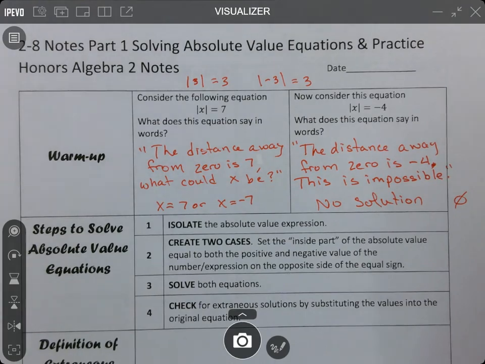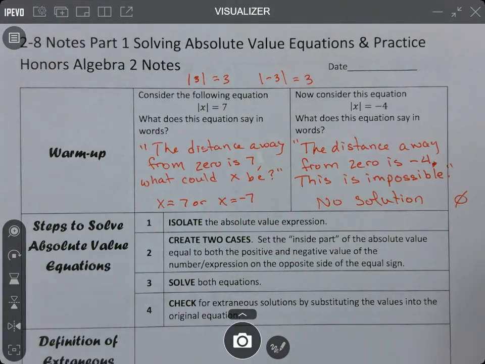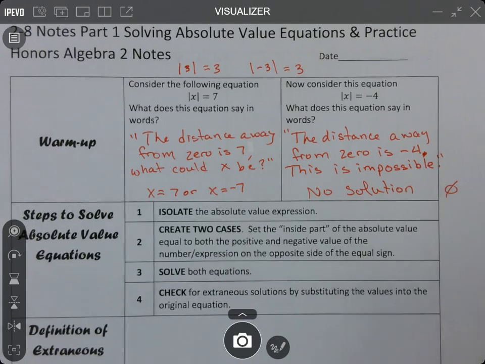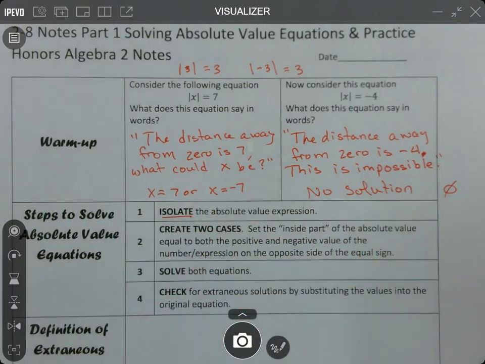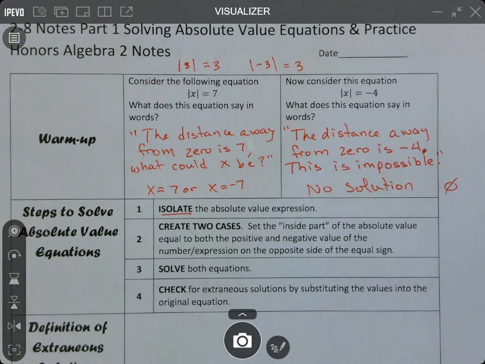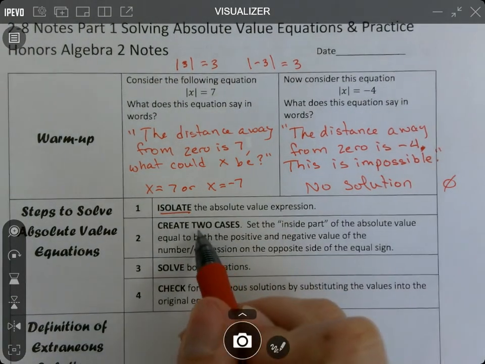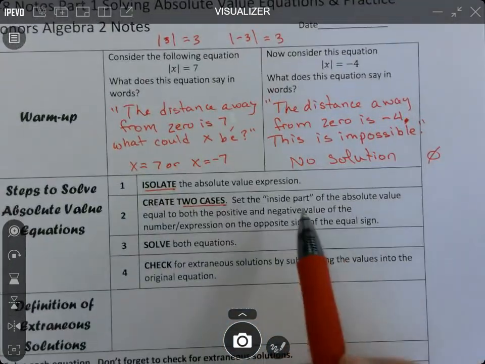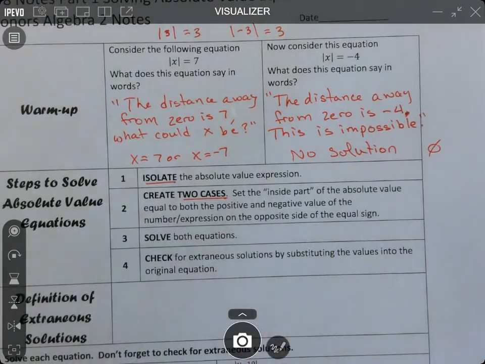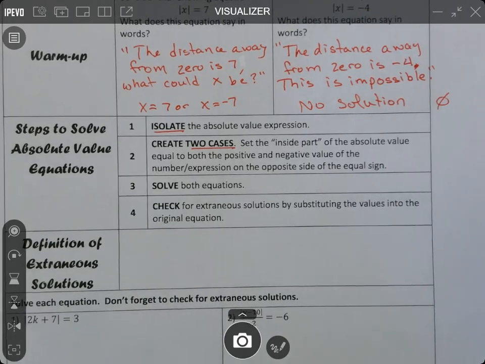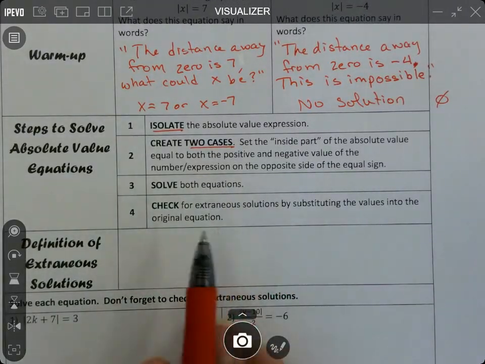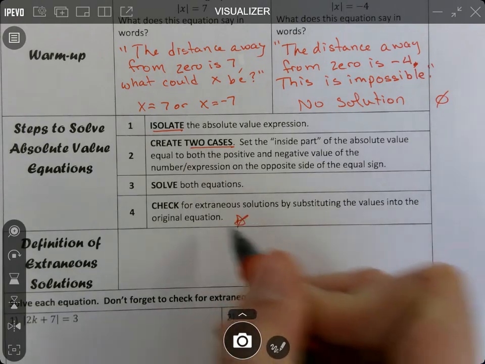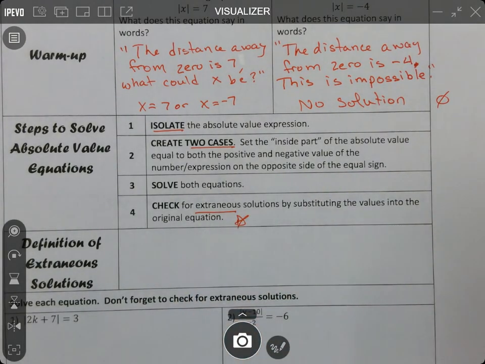Okay? All right. Now, we are solving absolute value equations. The first thing you're going to need to do is to isolate the absolute value expression. So you're actually going to solve for the absolute value. And then you're going to create two cases, the positive case and the negative case. So we're talking about, I'm going to say what's inside could be positive or what's inside could be negative. So we're always going to have two answers, and then we're going to solve both equations. But this is big. You are going to check for extraneous solutions.